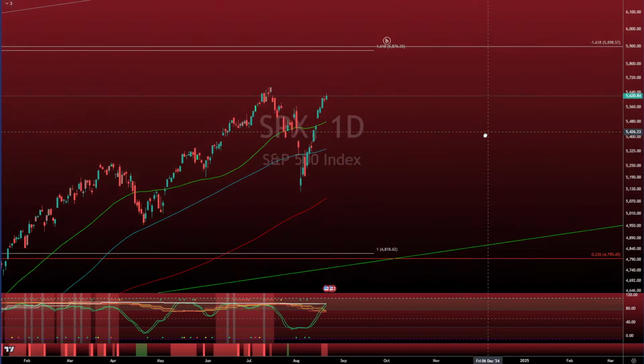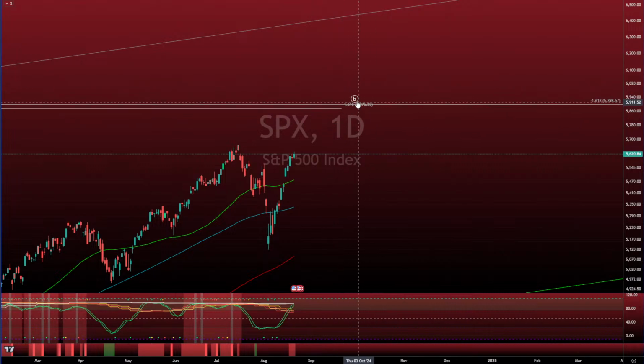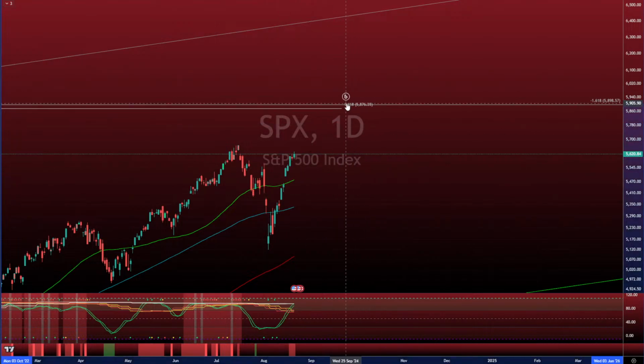And what I can see happening here, we've got an area at this 1.618 and this negative 1.618 extension. It's going to be right around 5,900. Are we going to go up to 6,000? I don't think we are on this current move up. I think we're likely going to get a rejection somewhere around 5,900.